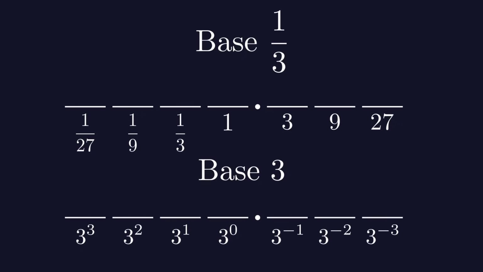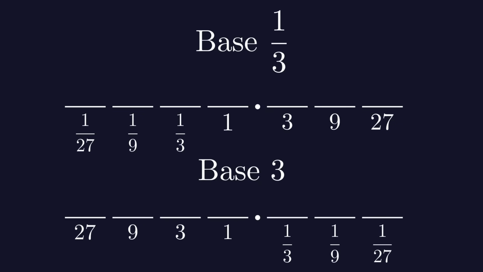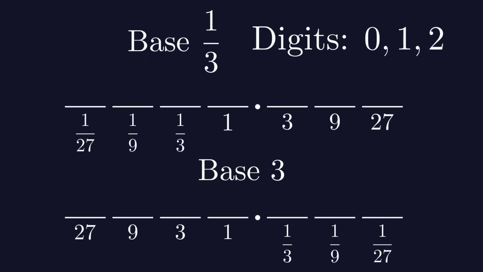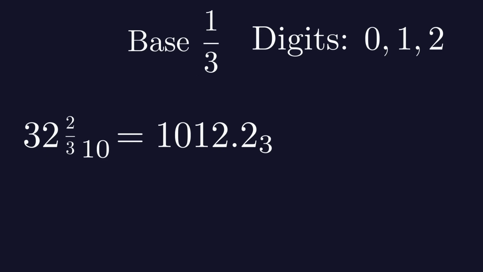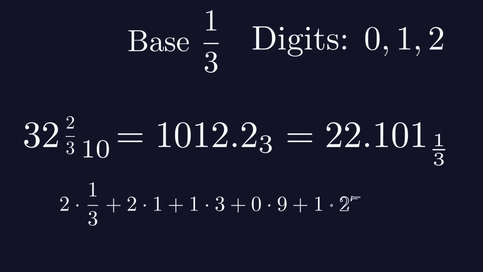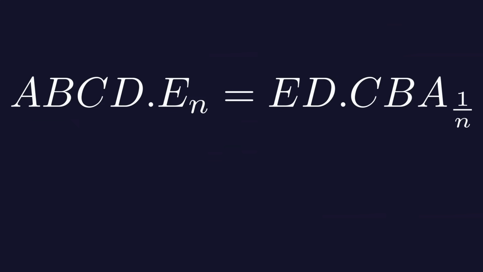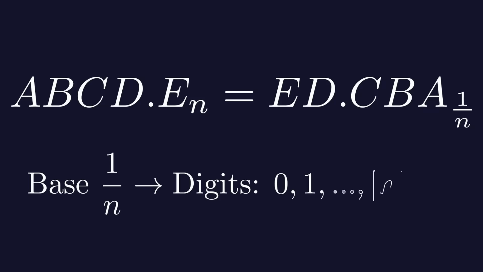So to be able to express any number in base 1/3, we only need the same digits as in base 3, so 0, 1 and 2. And also numbers written in base 1/3 are just reversed numbers in base 3. For example, 32 and 2/3 in base 3 looks like this. So in base 1/3 it is written like that. And that is true because after multiplying the digits by the corresponding power of 1/3, we get 32 and 2/3. That is true for any base that is of form 1 over some integer n. Another fact is that in all bases of form 1 over some integer n, we use digits from 0 to the absolute value of n minus 1.